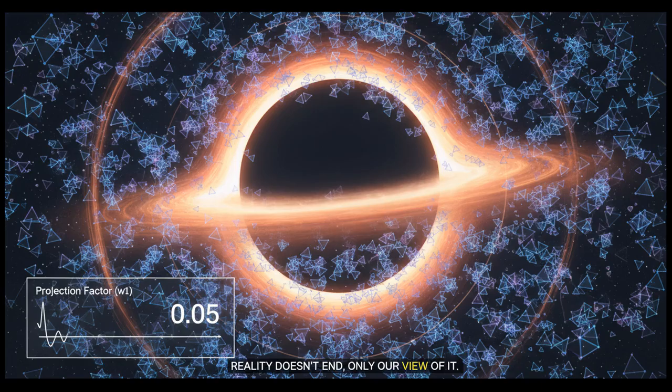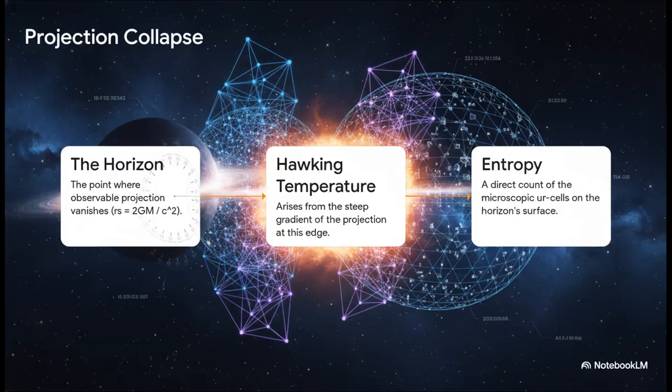The internal structure of the Ur cells keeps on doing its thing on the inside. We just can't get any information projected out to us anymore. And this single idea of projection collapse has some truly profound consequences. First, it perfectly predicts the size of the event horizon, that famous Schwarzschild radius. Second, it gives us a whole new origin for Hawking radiation, suggesting the temperature comes from the sharp edge of this projection. And third, the totally baffling concept of black hole entropy suddenly becomes beautifully simple.